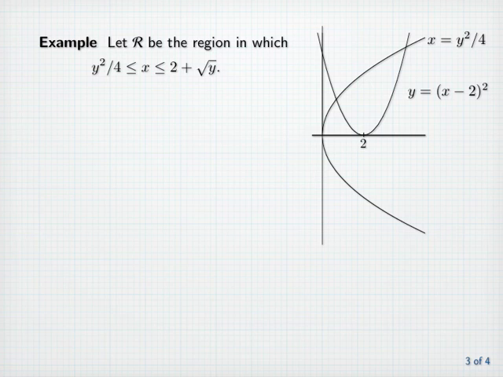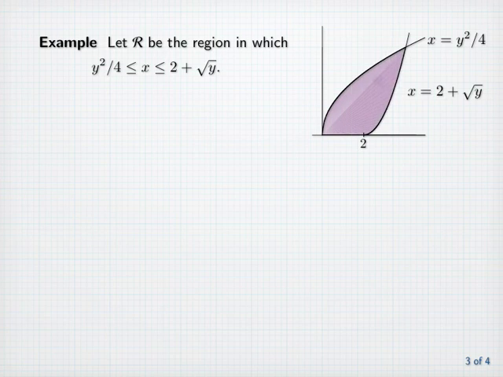But x equals 2 plus square root of y requires x to be greater than or equal to 2, so we have only the right half of that parabola. Now also notice that the square root of y appearing on the right side of the inequality implies that y must be greater than or equal to 0, so our region R is the one shaded here. Also, it's easy to see that the two curves here intersect at (4, 4).